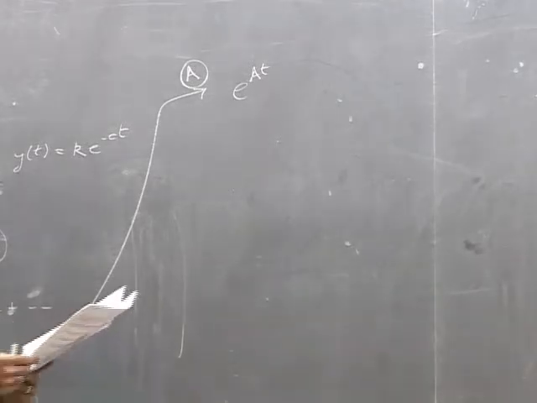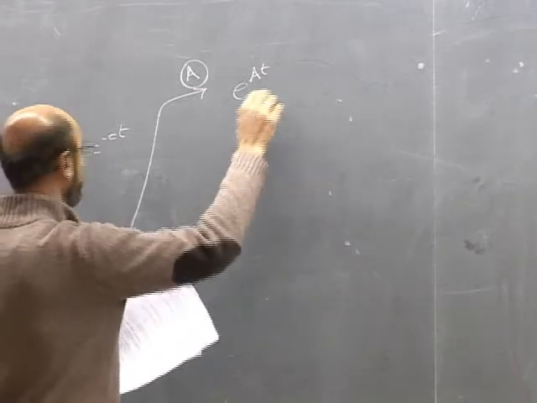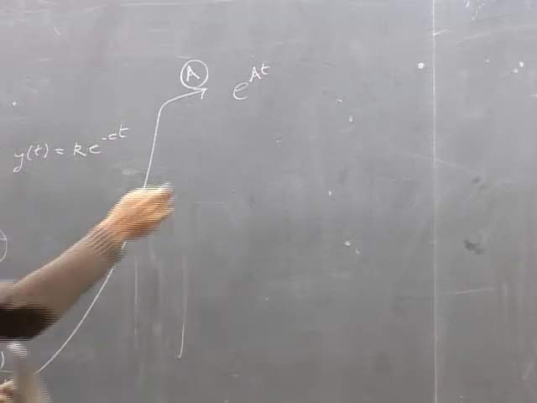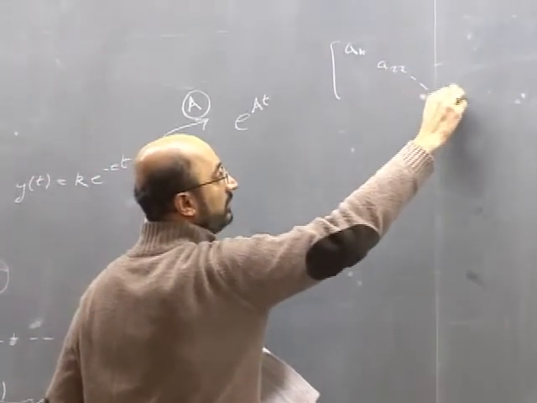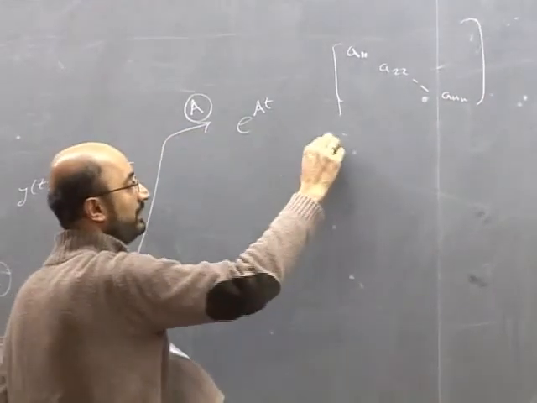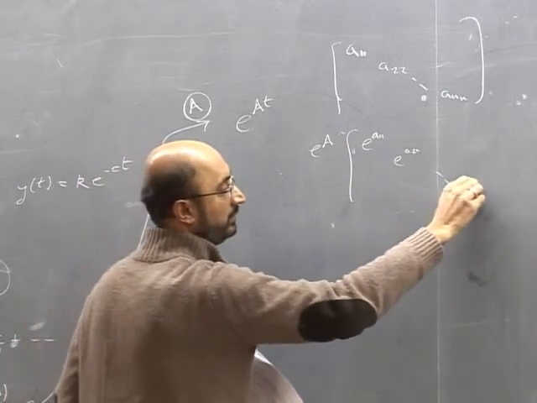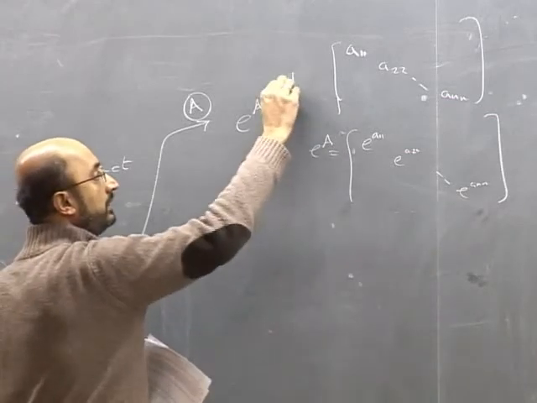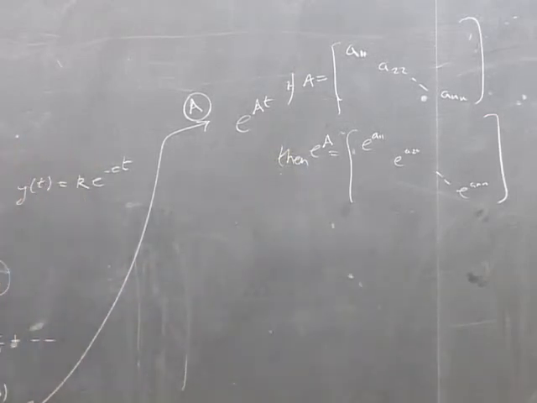First of all, what we want to do is look at this sum over here, 1 plus A squared by 2 factorial and so on. If A were a diagonal matrix of this form, A11, A22, etc., then e to the A is really simple. E to the A is going to be nothing more than e to the A11, e to the A22, etc. So that's nice. If A equals this, then e to the A equals that. We've seen that before.